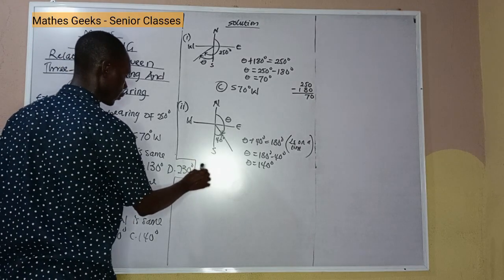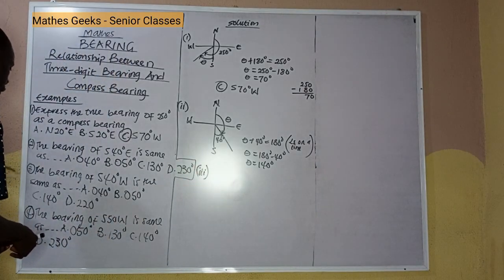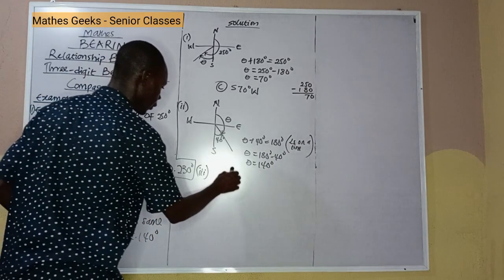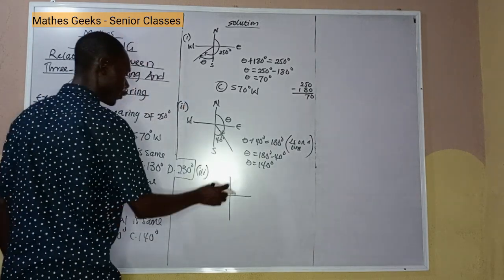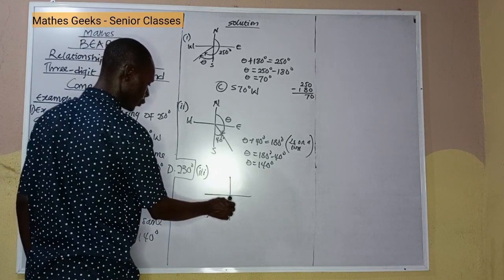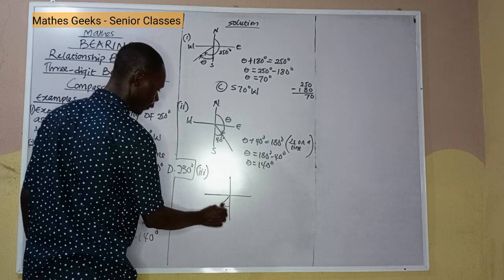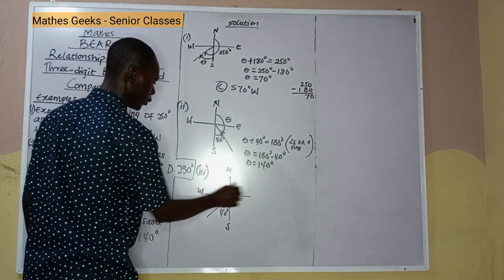Number 3. The bearing of south 40 degrees west is the same as south 40 degrees west. South 40 degrees west is going to look like this. 40 degrees west of south, in this direction.